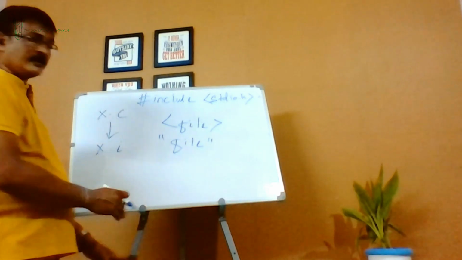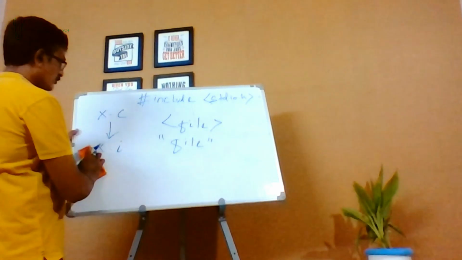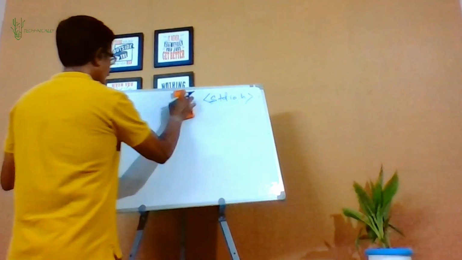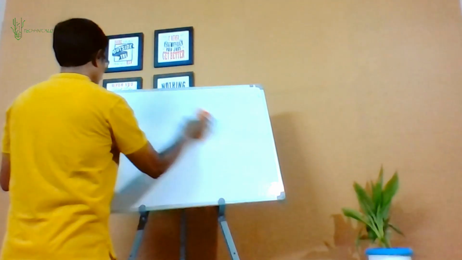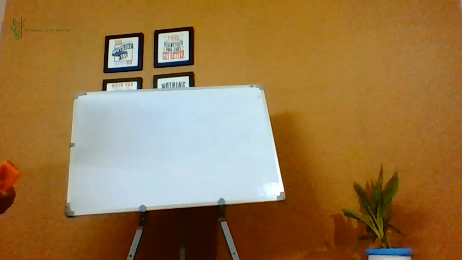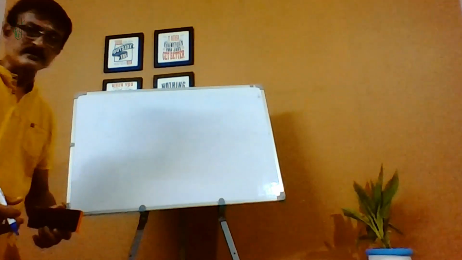Clear? Okay, let's move on. So, got it? This is how I include files in a program. Alright. Now, let's look at the second type of preprocessor, which I said is macro expansion.